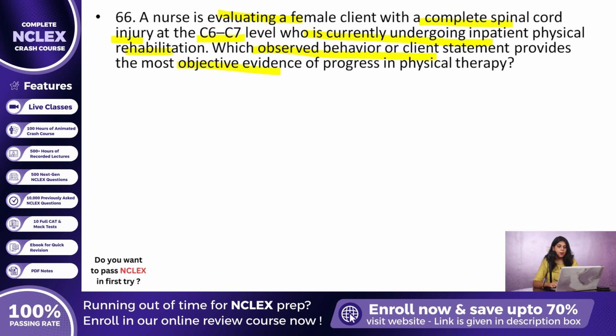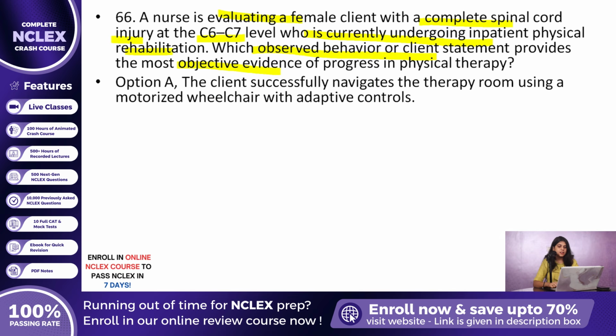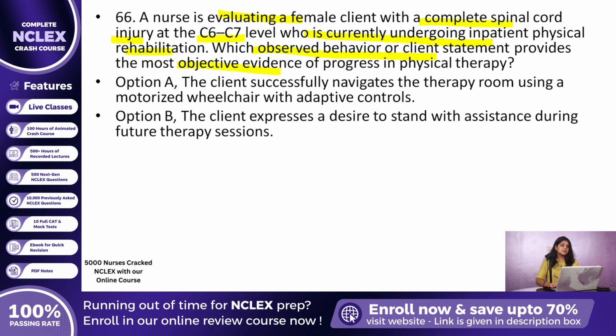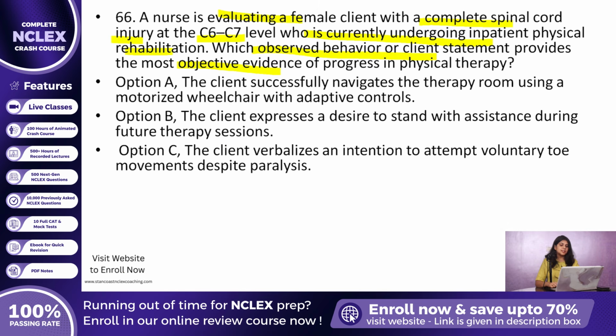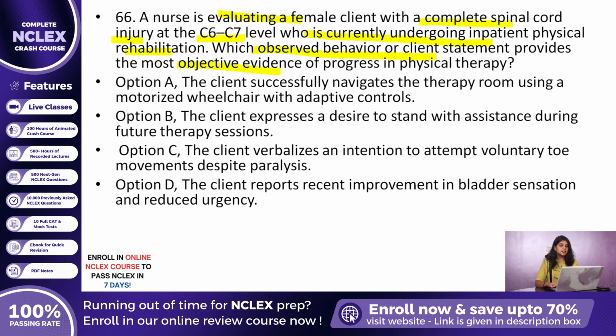Here are the options. Option A, the client successfully navigates the therapy room using a motorized wheelchair with adaptive controls. Option B, the client expresses a desire to stand with assistance during future therapy sessions. Option C, the client verbalizes an intention to attempt voluntary toe movements despite paralysis. Option D, the client reports recent improvement in bladder sensation and reduced urgency. And the correct answer is option A. The client successfully navigates the therapy room using a motorized wheelchair with adaptive controls.